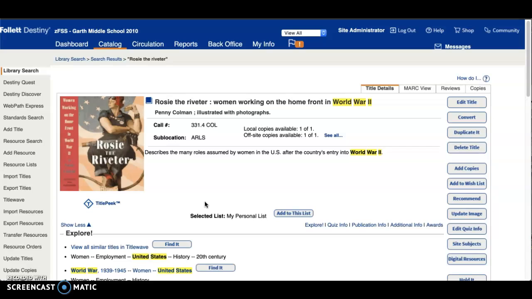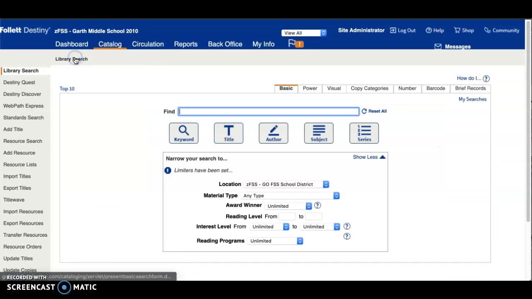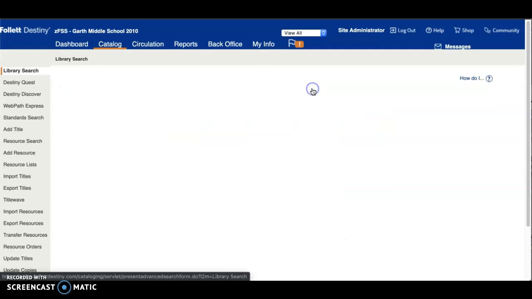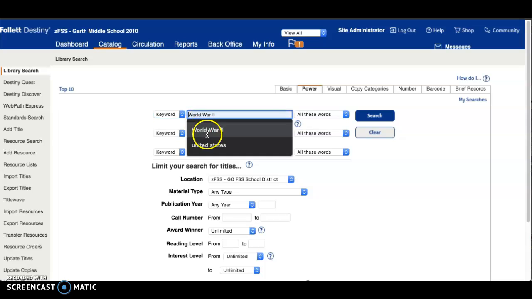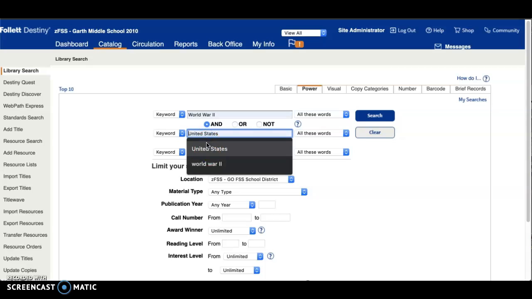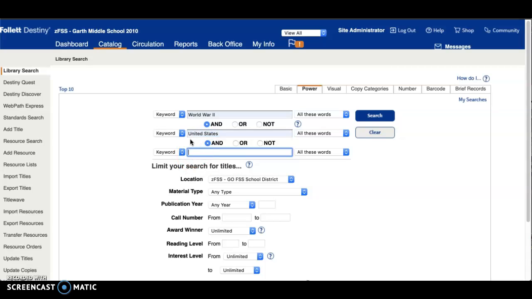So if I were wanting to learn about women during World War II, we can come back here and say, let's try the advanced search. So we go to keyword. We can put United States, World War II, and women. And let's look for all these words, or any of these words. Let's see. Search.